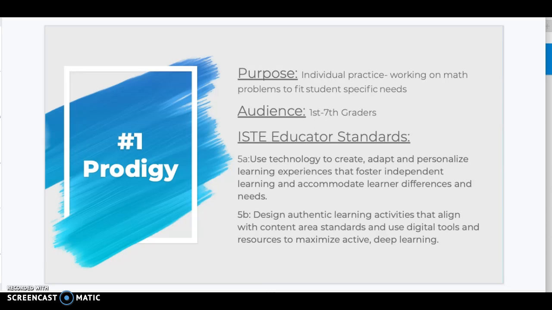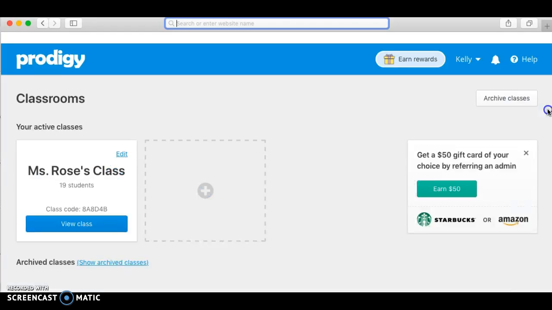It's really good for filling those gaps for kids that have missed certain areas of math or had misunderstandings in areas of math. You can also assign assignments for different standards, and they have a test prep activity that I'll show you in a second. My audience is for 1st through 7th grade. The kids tend to enjoy this at that age, and then the ISTE standards are there. So I'm going to show you a little bit about Prodigy.